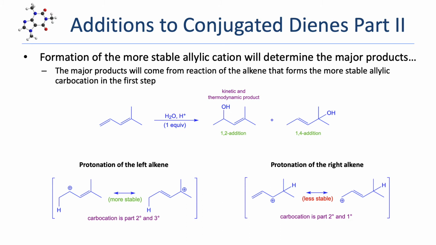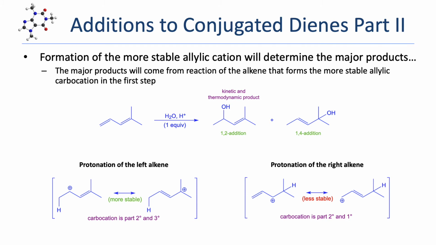Because the carbocation that forms from protonation of the left alkene is more stable than the carbocation that forms from protonation of the right alkene, Hammond's postulate allows us to assert that protonating the left alkene will be faster than protonating the right alkene. Once we know which alkene is more likely to be protonated, we finish the reaction as we did before, having the nucleophile, in this case water, attack either of the two electrophilic carbons in that allylic carbocation.